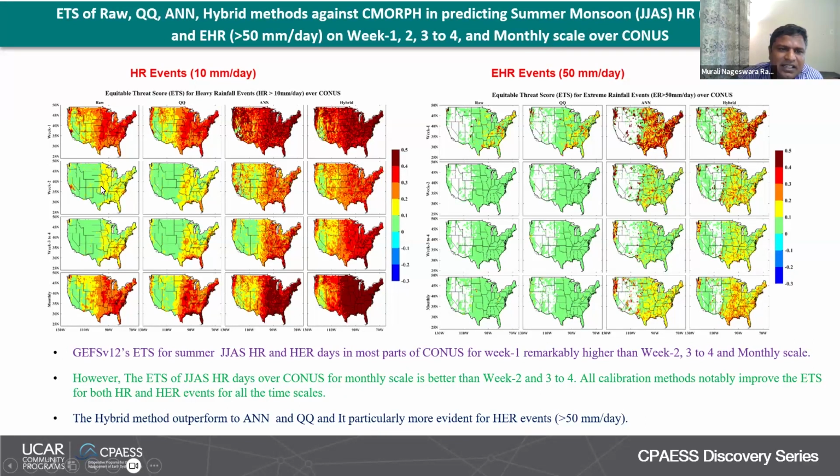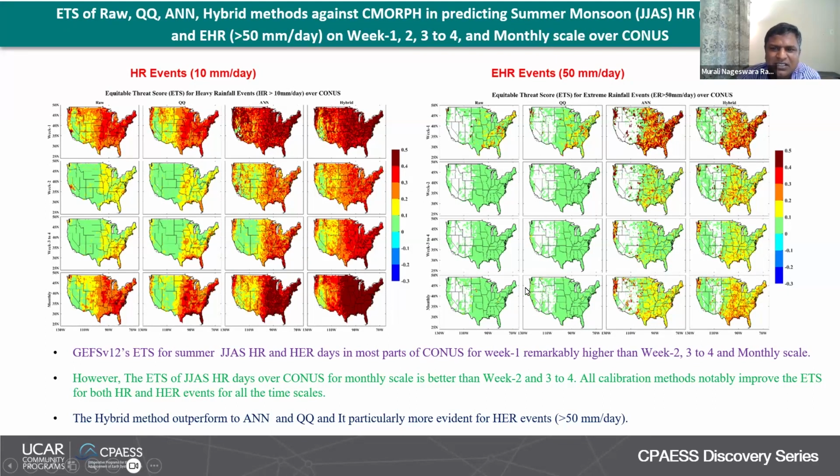And you can see the ETS for the week 1 case is reduced, it is less for week 2, and there is more decrease in week 3 to 4. In the monthly case it is more, but with the calibration methods it is improved. The Quantile-Mapping method slightly improves in both cases. The heavy rainfall event case also shows slight improvement.